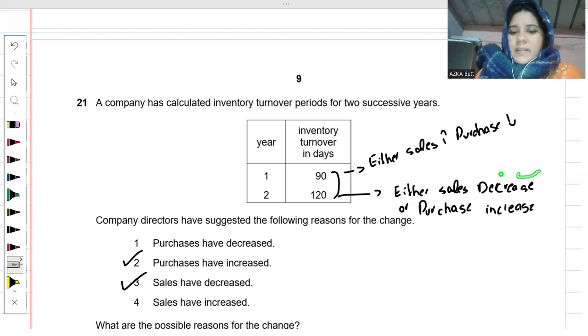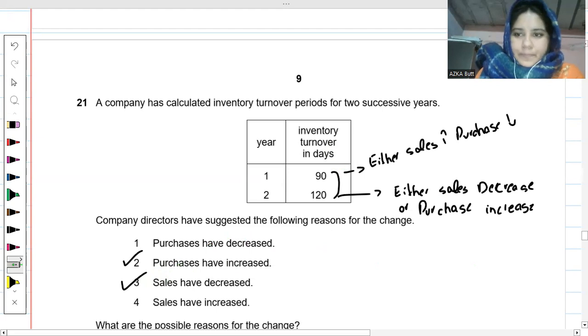So two things can happen. Either your sales have decreased, so you are not turning over your inventory, and you have piled up inventory in your warehouse. That is why your days are increasing. Or maybe your purchases have increased. So that's the reason that your inventory turnover days are 120 now. It means that only these two types of reasons are behind the change in inventory turnover days. So 2 and 3 is the right option.